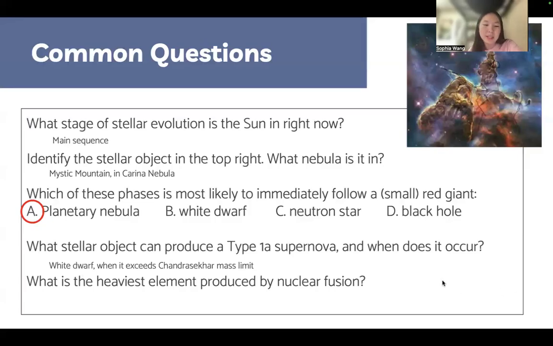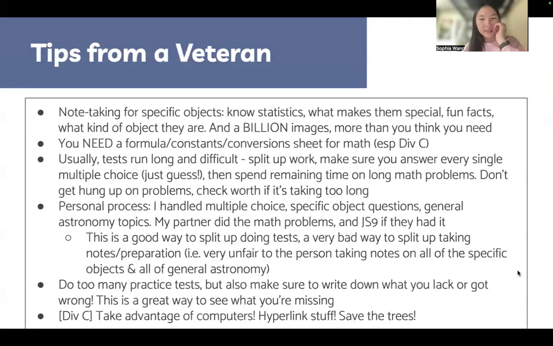So next, what is the heaviest element produced by nuclear fusion? Iron! Wow! Great, okay. Now moving on to tips from a veteran, me.